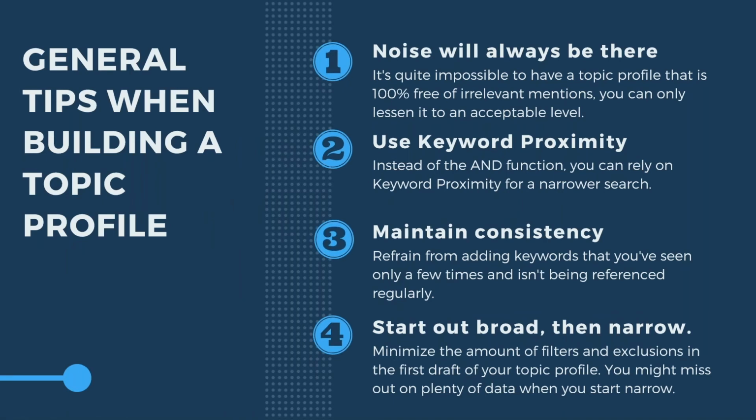That is because if you start creating a topic profile with a lot of filters already applied, you risk losing out on plenty of the data because you started out so narrow. It's much easier to do a reverse triangle or reverse pyramid when you're creating a topic profile and get as much data as you can, and then check if your data is at an acceptable noise level. If it's not, narrow it down. But it's much easier to do that rather than doing it the opposite way, starting from the narrowest possible setting and then working your way to the broader side of things. So these are just some general tips when building a topic profile.